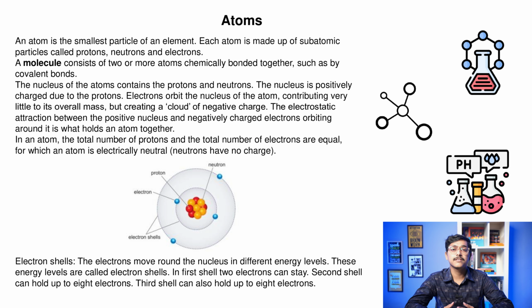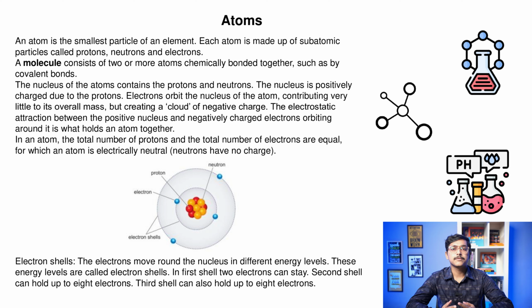So let us begin by understanding what an atom is. An atom is the smallest particle of an element. Each atom is made up of subatomic particles called protons, neutrons, and electrons. A molecule consists of two or more atoms that are chemically bonded together, such as by covalent bonds.